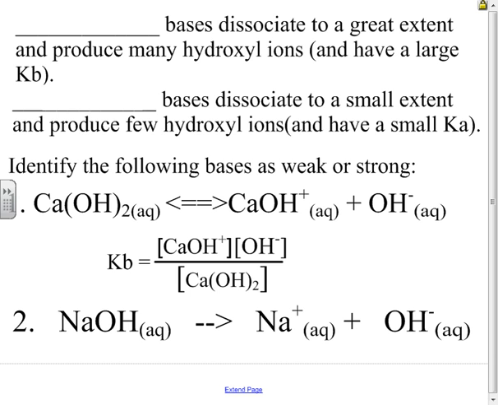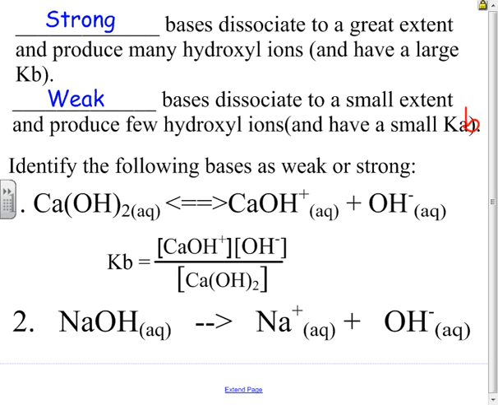Just as strong acids produce many hydrogen ions, strong bases produce many hydroxyl ions and have a large Kb. Weak bases dissociate to a small extent, produce few hydroxyl ions, and have a small Kb.